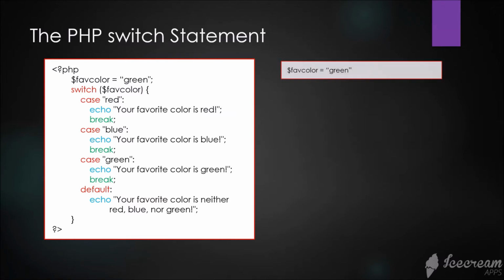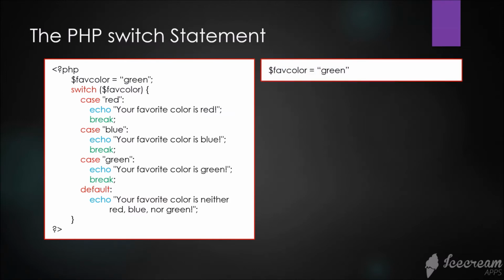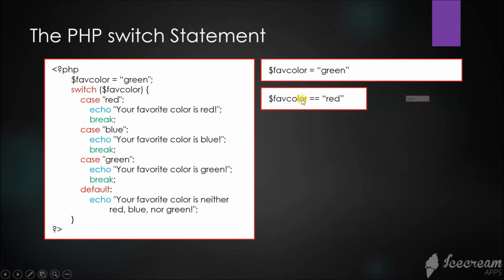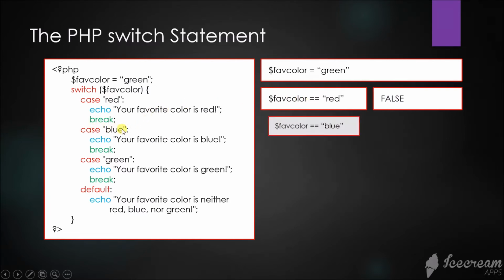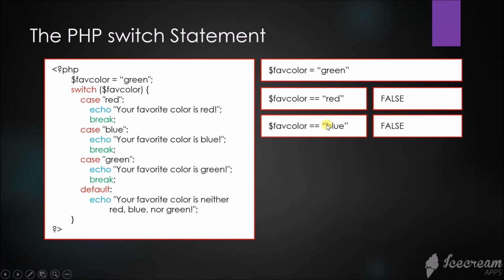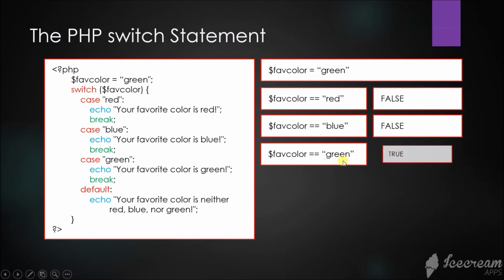So first na mangyayari is that we have a fab color of green, then let's start comparing the fab color to red, which is this part. So is fab color equals to red? Of course, false. Diba? Then jump tayo dito sa next case. So is fab color equals to blue? Then yung sagot pa rin is false. Then jump naman tayo dito. Then is fab color equals to green? Then the answer is true.